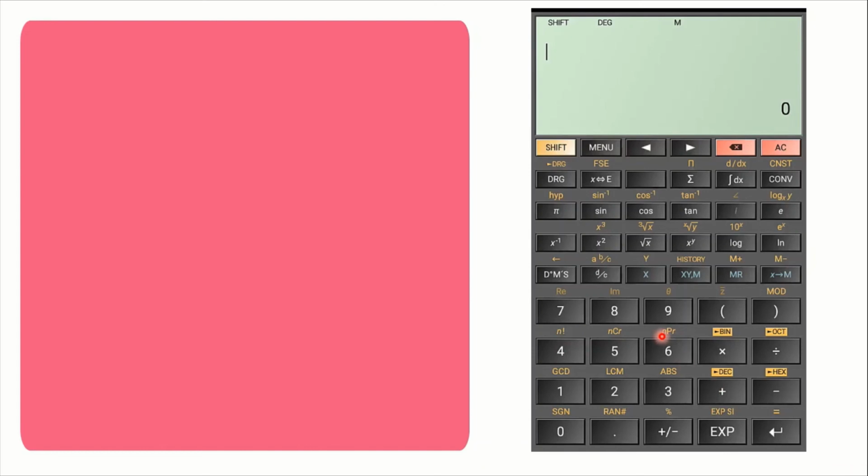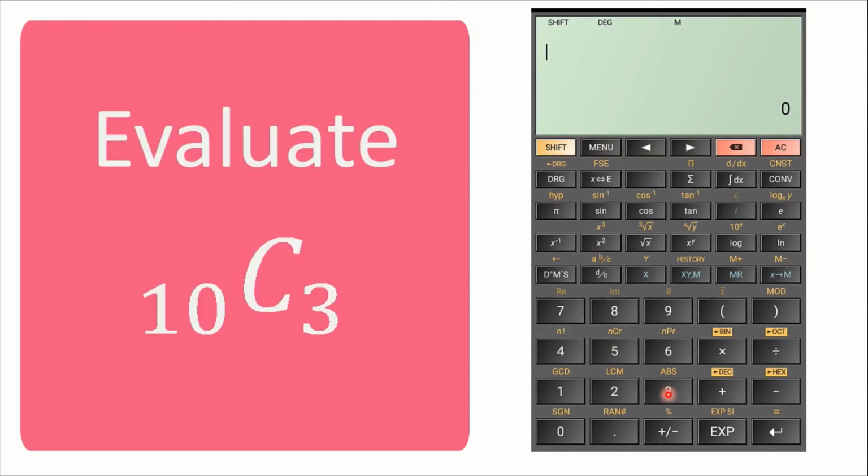So, hanapin lang yung special key for combination. So, in this calculator, para magamit mo itong function for combination, pindutin muna natin ang shift and then itong key number 5. So, for example, you were asked to evaluate combination of 10 taken 3. So, we have shift, then yung NCR, then pindutin muna ang value ng n, that is 10, and then ang value ng r, which is 3. So, the answer is 120.